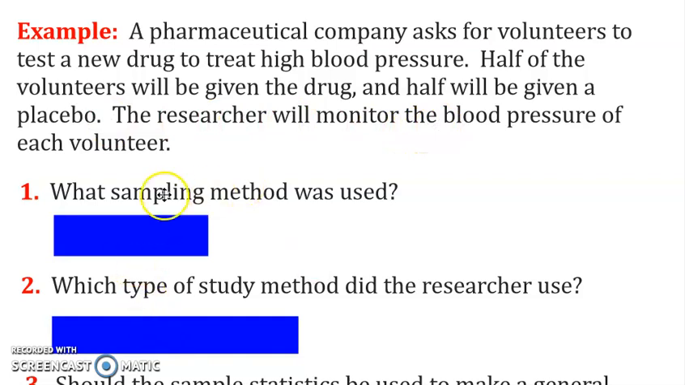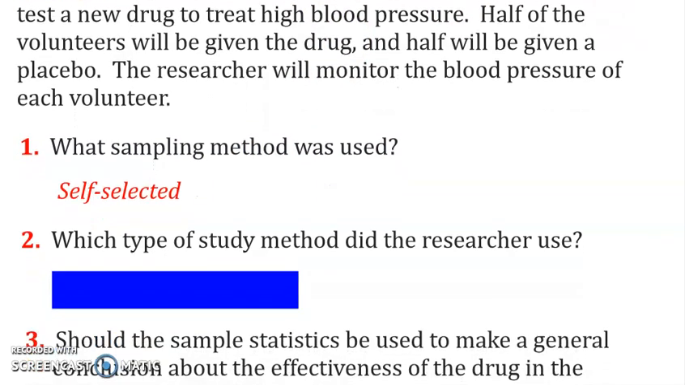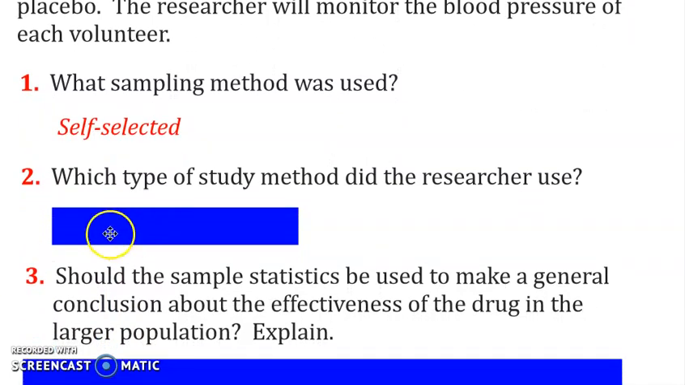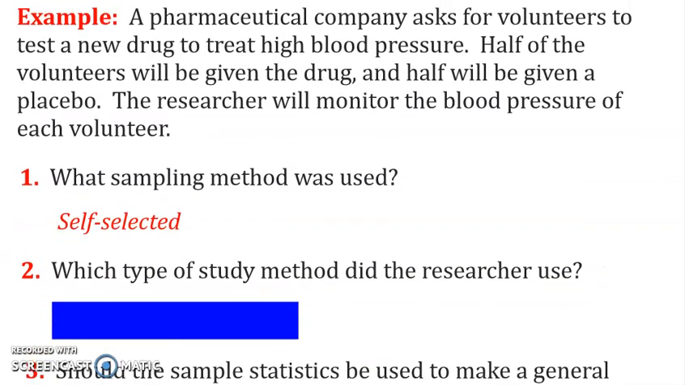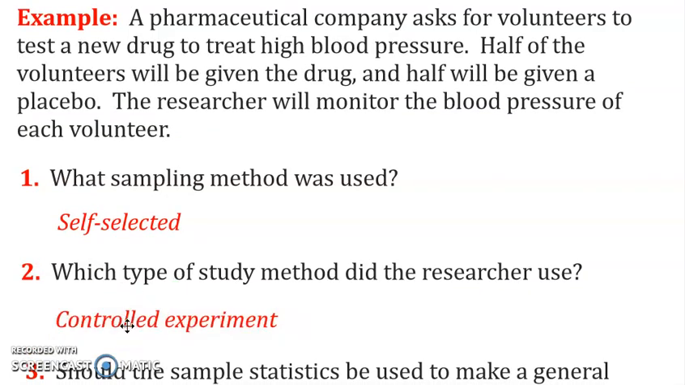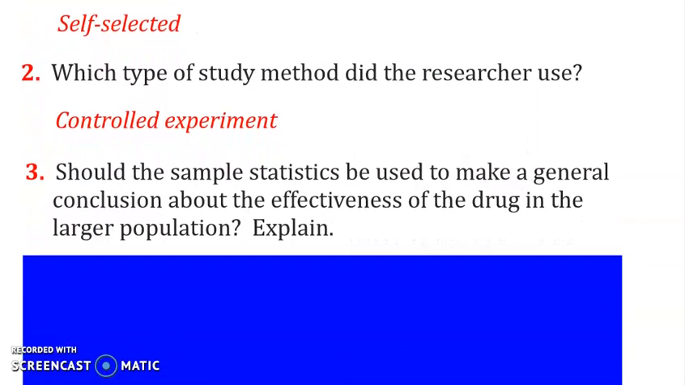So what sampling method? Sampling is how are people chosen. Let's see, we asked for volunteers. Oof, not too good. So that would be self-selected if they're volunteering. Which study method did we do? Observational, experimental, survey. Well, since we're giving half the people medication, the other half placebos, this would be an experiment. We have an experimental group and a control group.